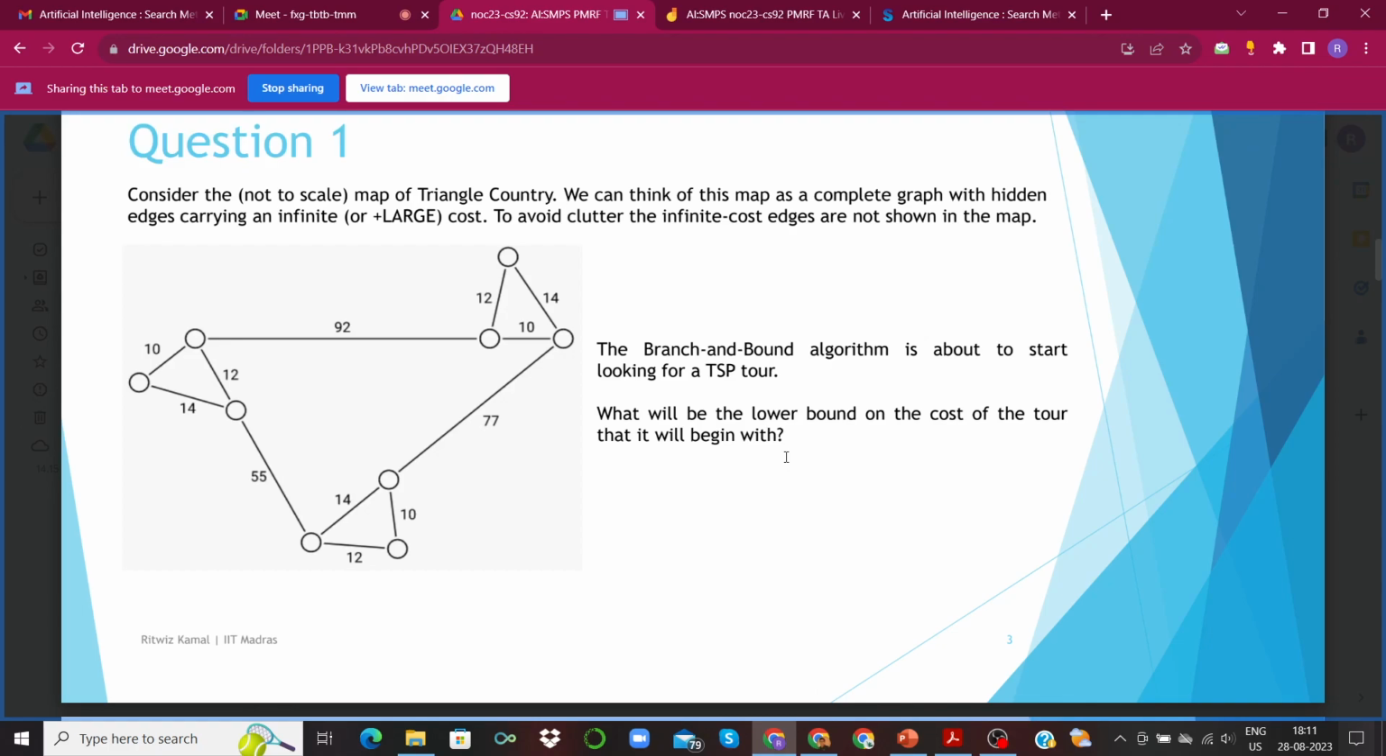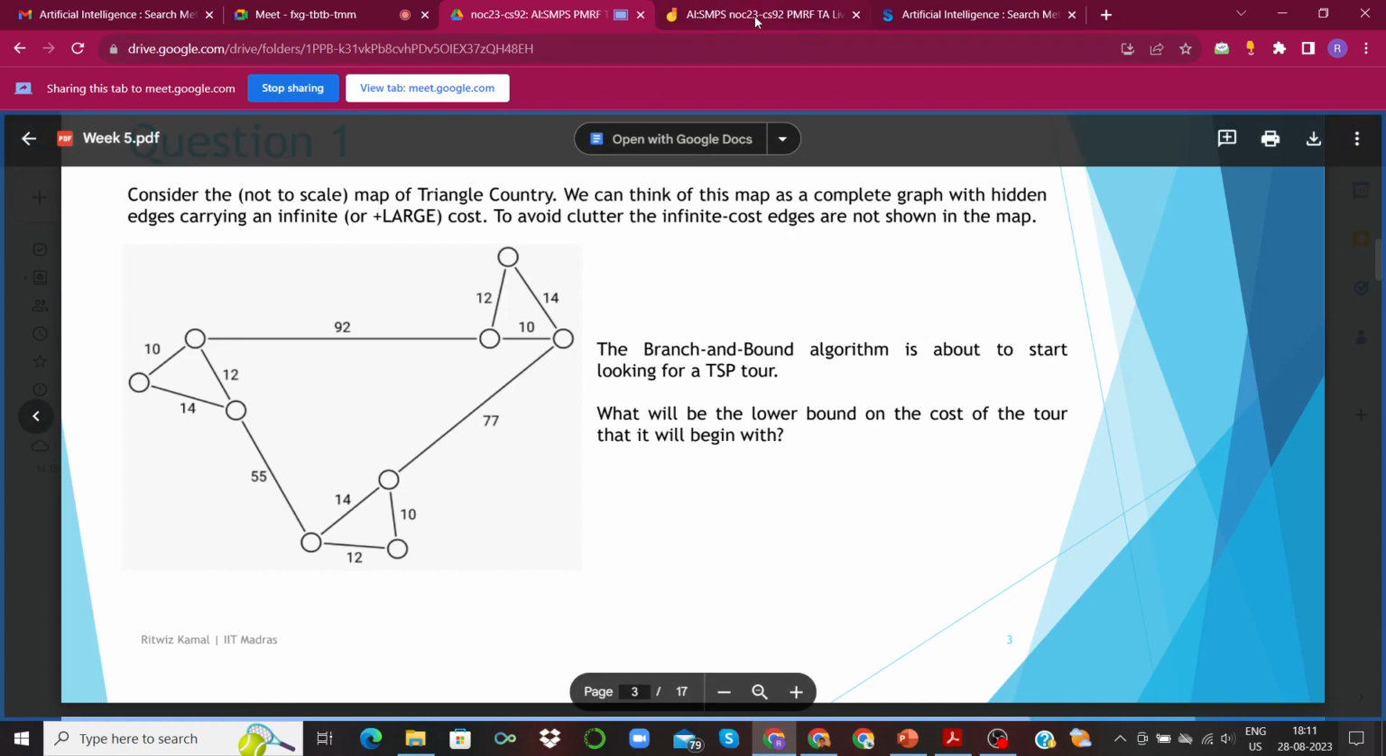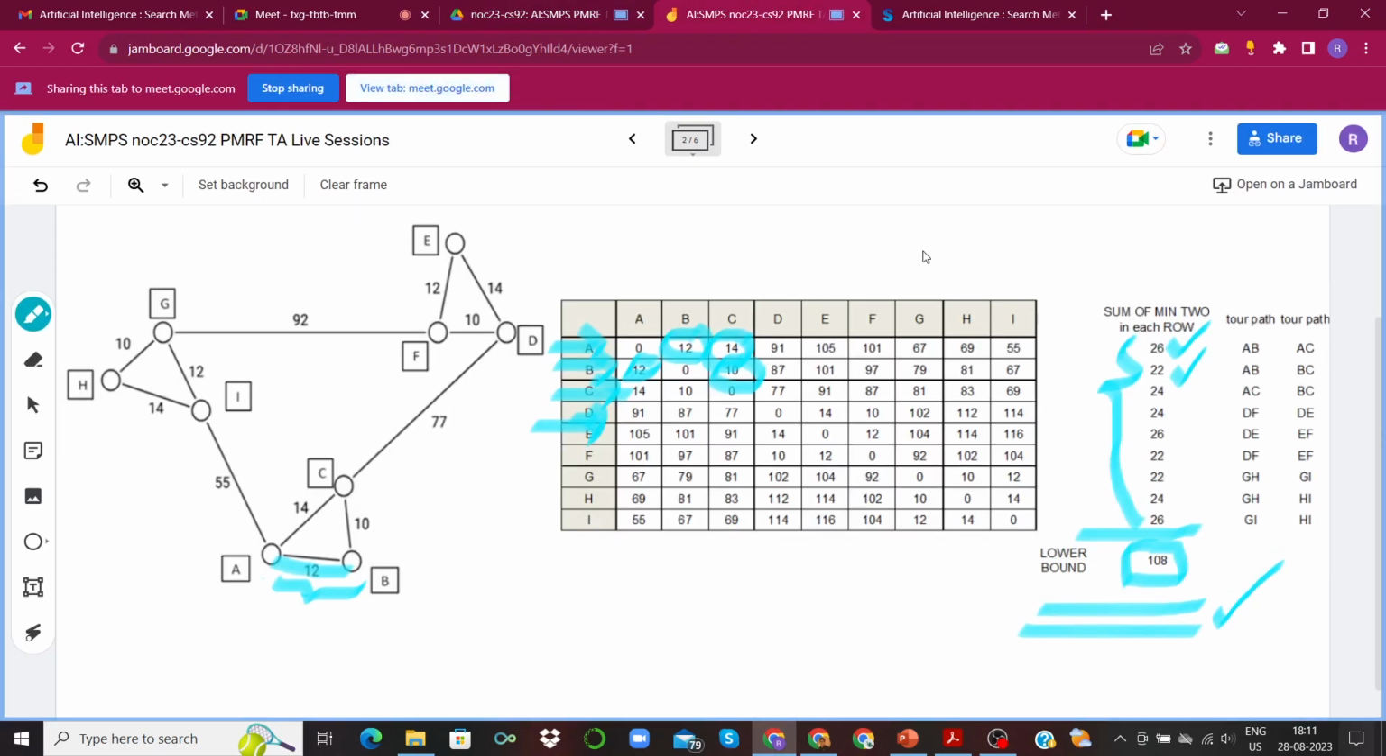What we have to do is consider each node at a time and look at the least cost edges connected to that particular node. So for example, for A, the least cost edges are 12 and 14. Of course, we won't consider the zero value over here, because we don't want to keep going from the same node to the same node, right? So this zero is not really what we are going to consider.